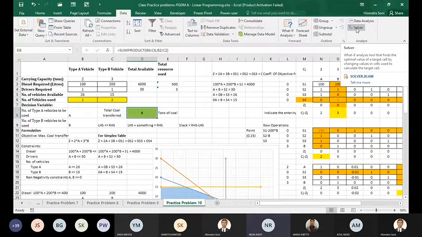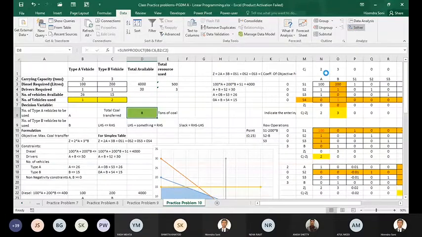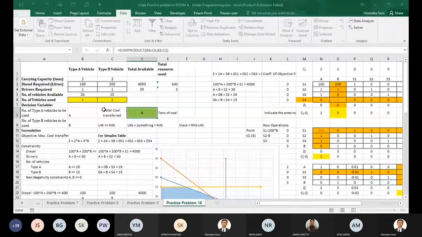So my solver will talk about this becoming my objective function. I have to maximize it, and my variable cells which are going to change would be number of type A vehicles and number of type B vehicles, and my constraints would be these values have to be less than or equal to these two values. Correct. Add. And number of type A and type B vehicles also has to be less than or equal to these limitations. These are my total type A and type B vehicles.